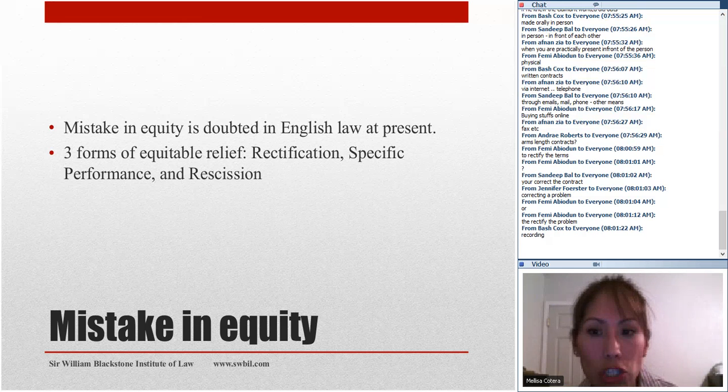And rescission. Equity could intervene to rescind the contract. Rescission means that the contract is voidable by the court and not by one of the parties. Okay? Nowadays in English law, the ability of the court of equity to rescind an agreement as a result of a common mistake is in doubt. So in general sense, rescission means that the contract is voidable by the court and not by one of the parties.